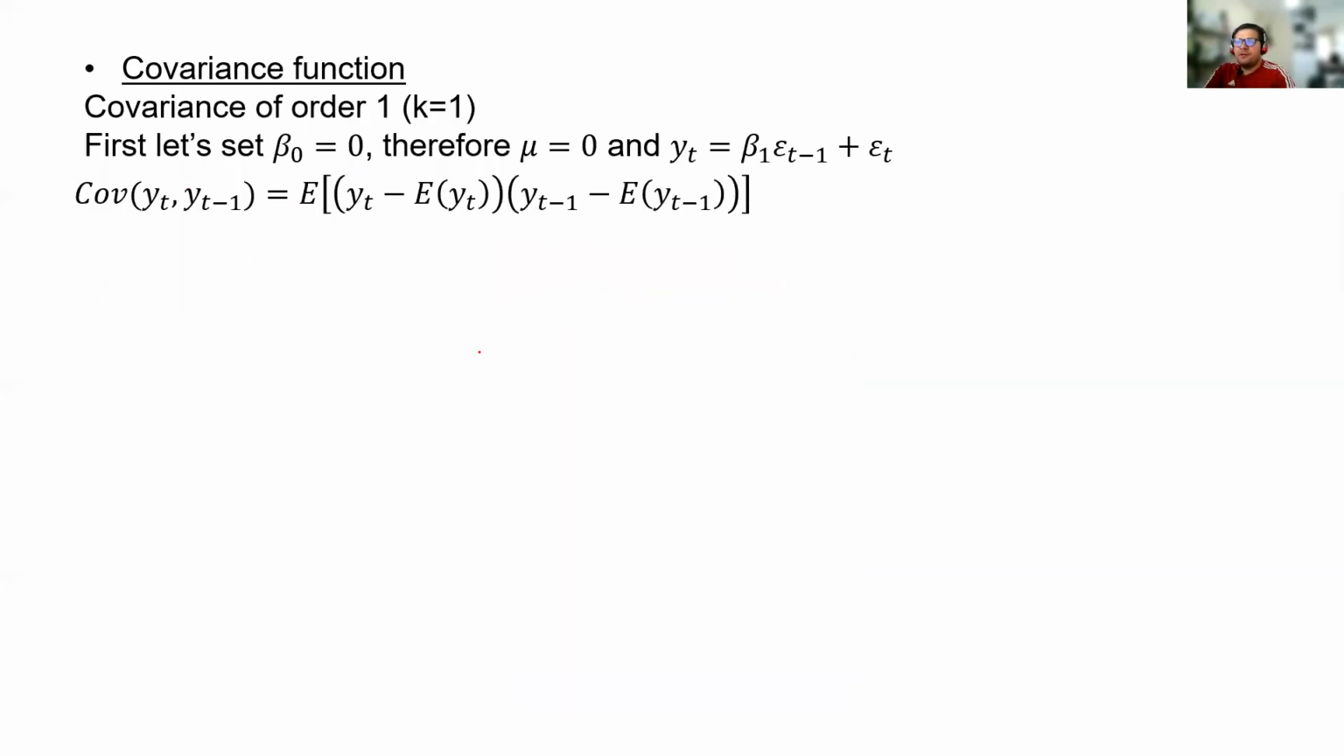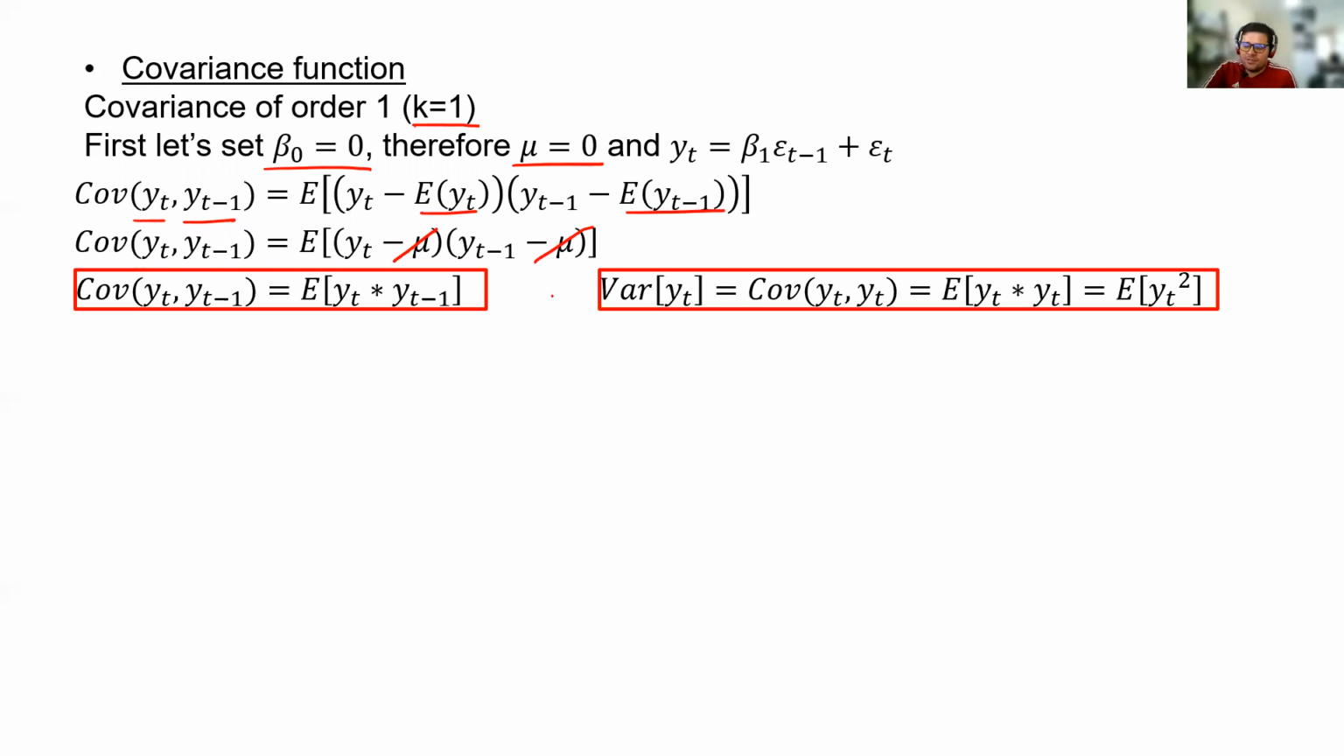Now up to the covariance function, we will do the same first with order 1. So that's two terms of y that are 1 lag apart, like yt and yt minus 1. We do the operation. Expected value of yt and yt minus 1 are equal to mu. But once we set beta 0 to be equal to 0, mu turns to 0, so we can get rid of these terms and again get to the nice equivalency that we got from before. And at this point, we're going to expand yt.